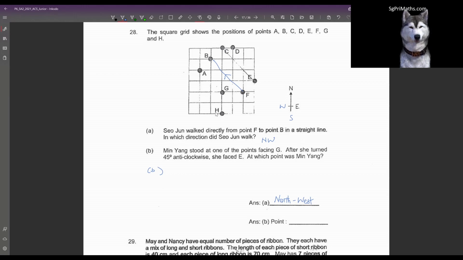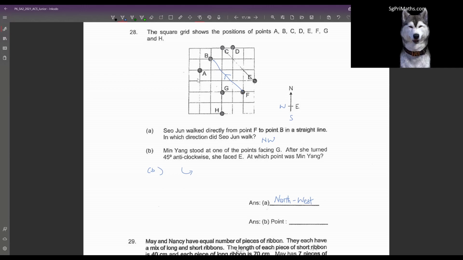Okay. Then, Ming Yang stood at one of the points facing G. After she turned 45 degrees clockwise, she faced E. Okay, so 45 degrees clockwise is in this direction. So we should face E. So let's see, 45 degrees, so probably somewhere on top.